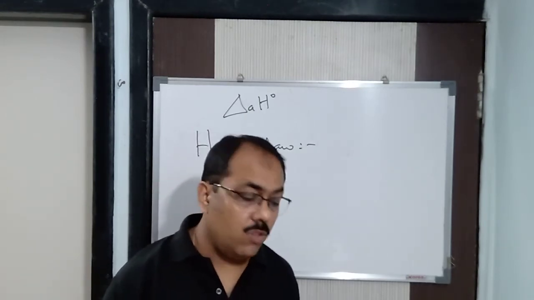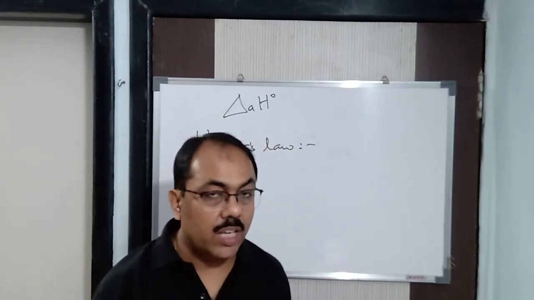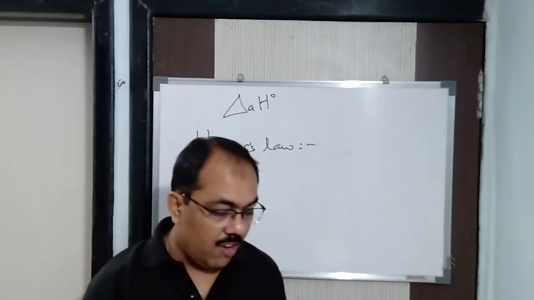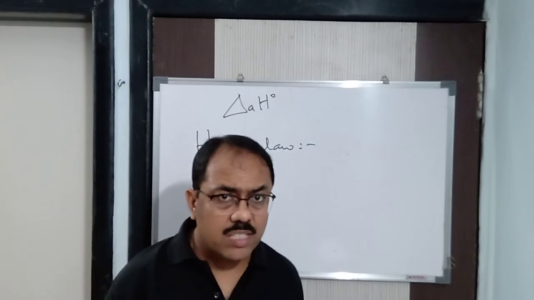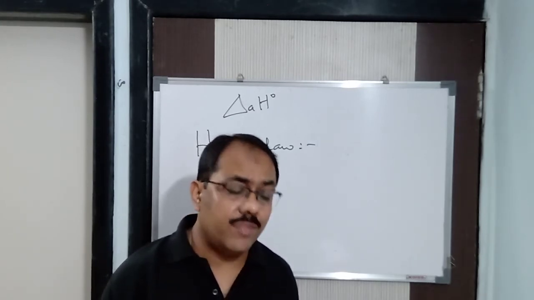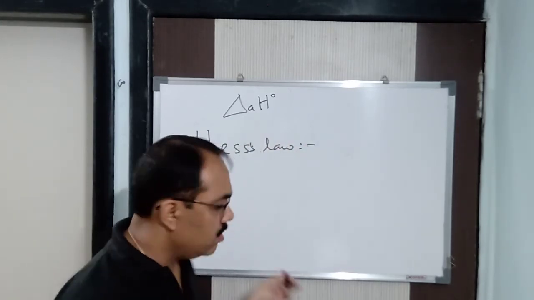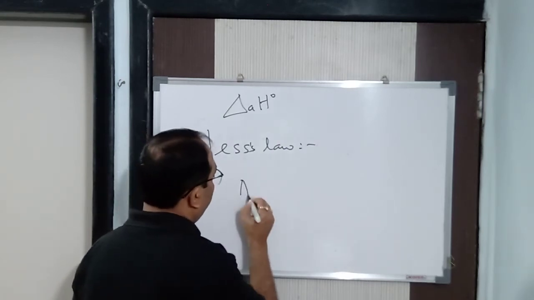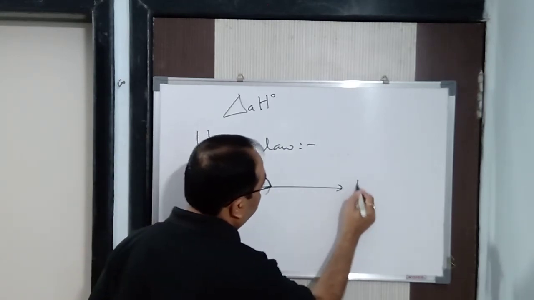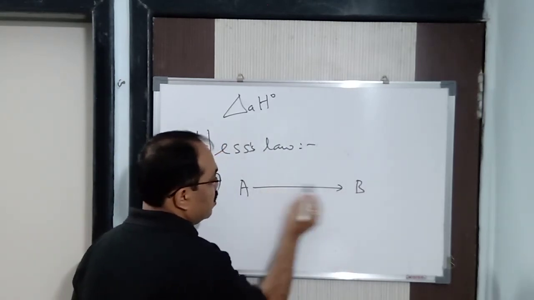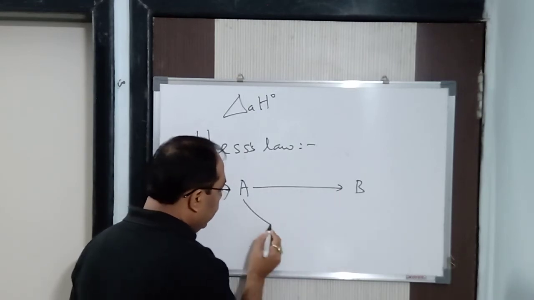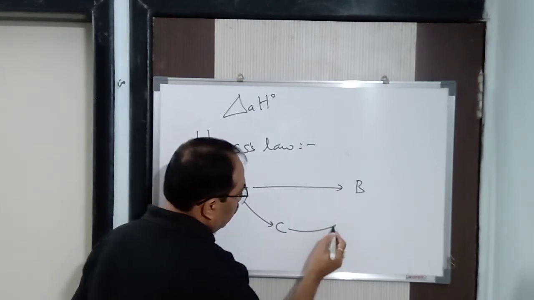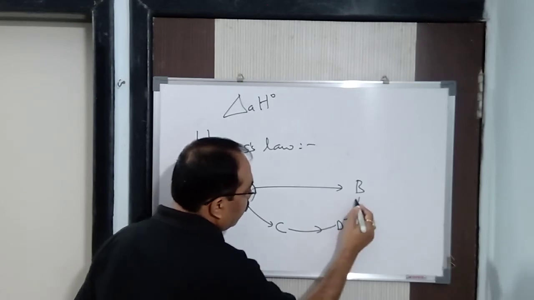The total amount of heat energy evolved or absorbed in a chemical reaction is the same, whether the reaction takes place in one step or in multiple steps. For example, I have to convert from A to B. This is one step. Now I can do A to C, then C to D, and from D to B.